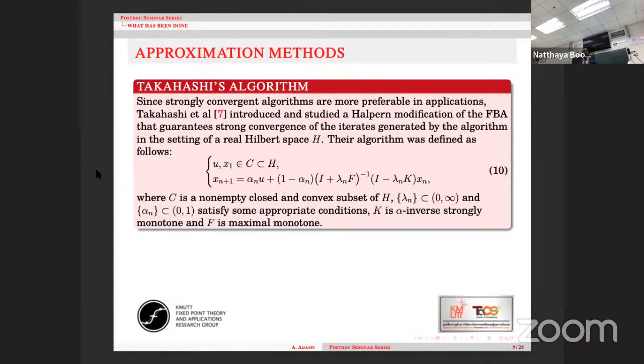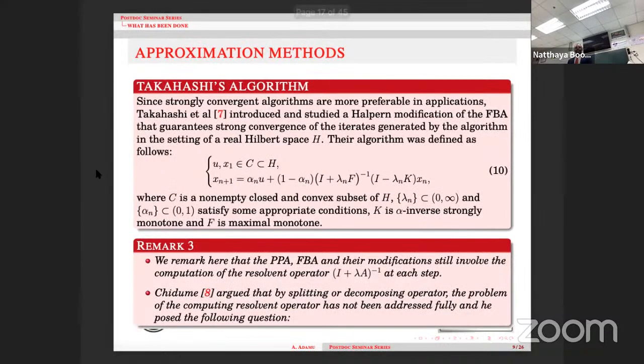Strongly convergent algorithms are more preferable in applications. Takahashi et al. used the idea of the Halpern-type approximation technique to introduce algorithm 10 in the setting of real Hilbert spaces. Under the assumption that F is maximal monotone and K is alpha inverse strongly monotone, Takahashi et al. proved that the sequence generated by algorithm 10 converges strongly to a solution of the inclusion problem 5. We remark here that the proximal point algorithm and the forward-backward algorithm and their modifications that guarantee strong convergence still involve the computation of the resolvent operator at each step of the iteration process.